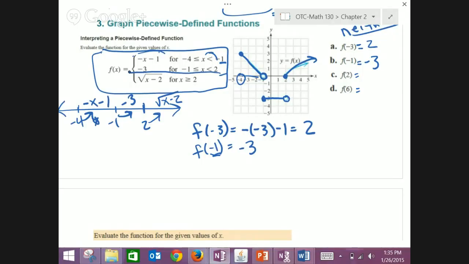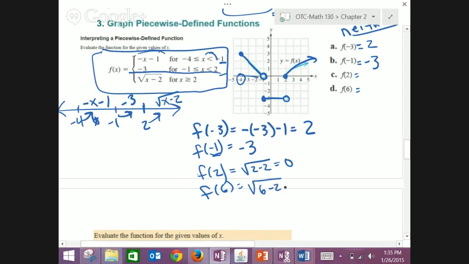What about f of 2? This is going to be 0, right? Because I have 2 minus 2, that gives me 0. What about f of 6? It's going to be the square root of 6 minus 2, which is the square root of 4, which is 2.